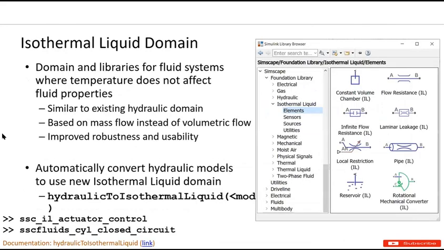And then there's a library for isothermal liquids. It offers libraries for fluid systems, so when you want to model hydraulic systems, you can make use of this. But the isothermal liquid domain is especially for systems where temperature does not affect the fluid properties. So you can find all those different blocks.